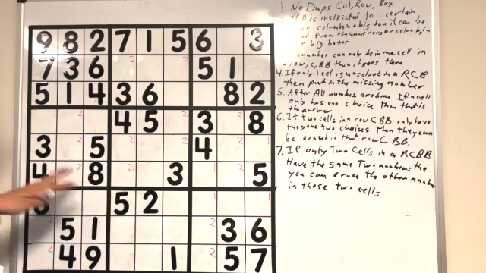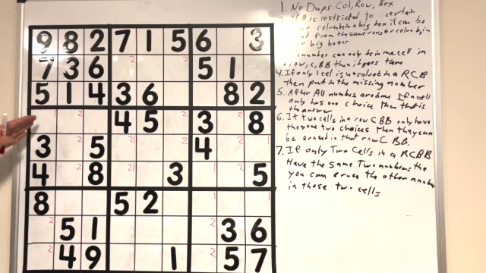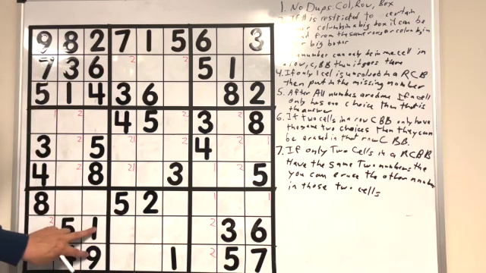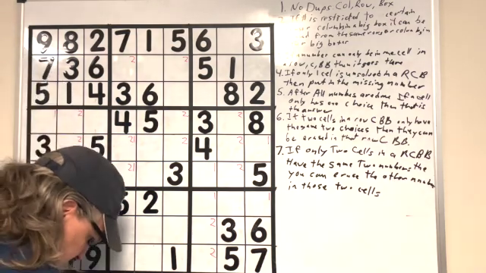Okay, so 3. Now on to here. 3s can't be on the left. They can't be down the middle. That just leaves the right. These 2 are already solved. Therefore, it has to go there.